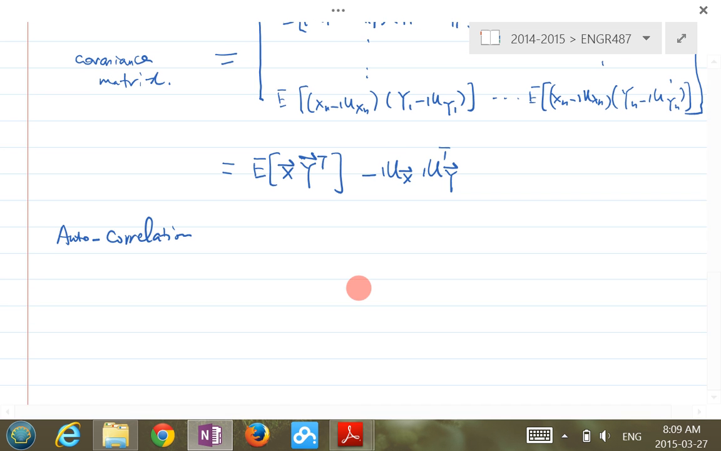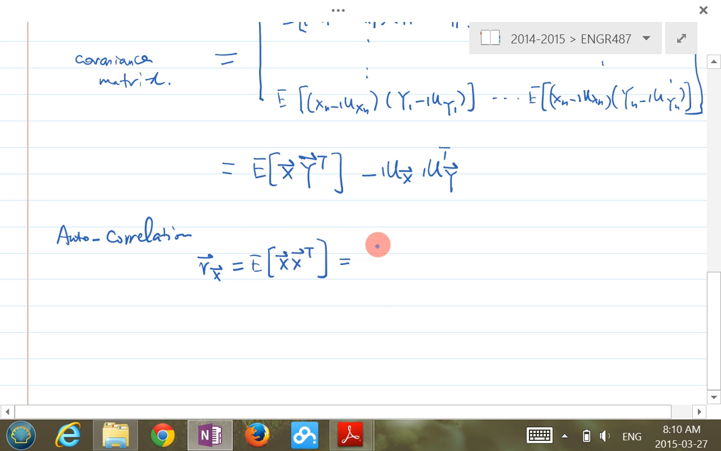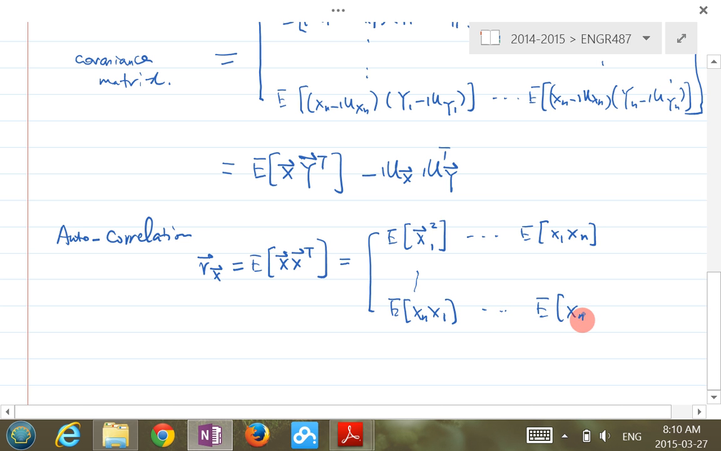Okay, so the autocorrelation, instead of writing x, just write Rx here. That gives us expected value x1 squared, expected value x1 xn, expected value xn x1, expected value xn squared. That's the autocorrelation matrix here.